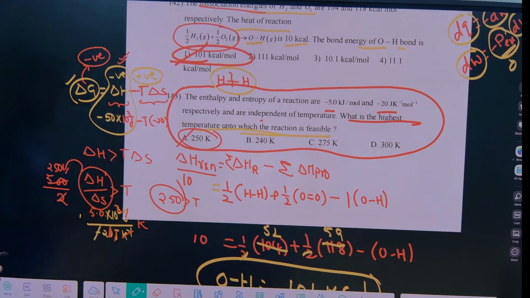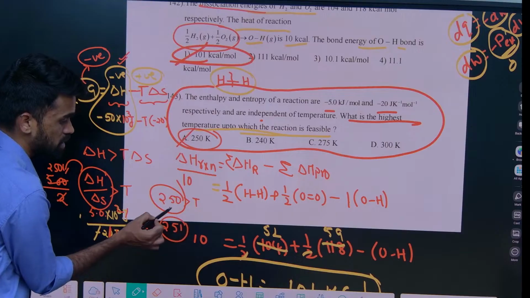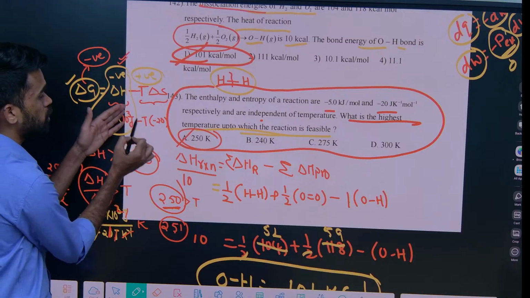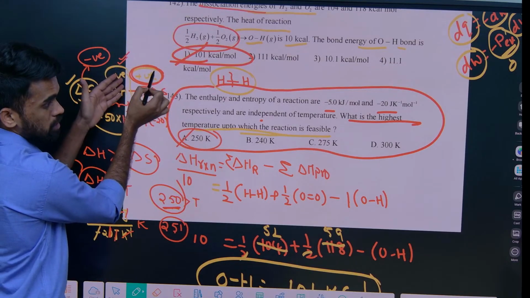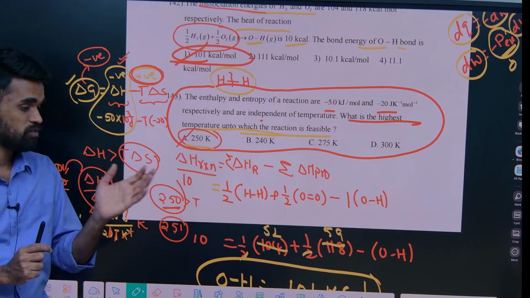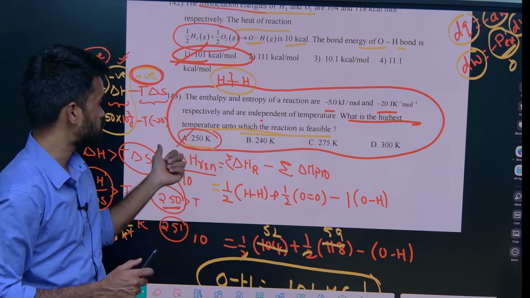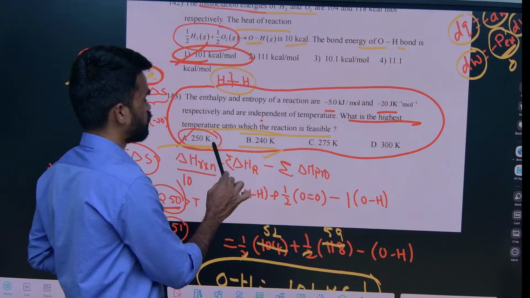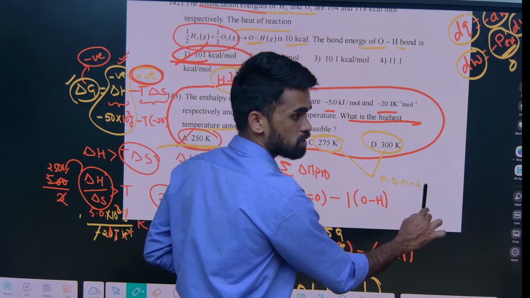So if this temperature becomes 251, what happens? If we maintain the temperature greater than 250, then the second term will dominate. Second term dominating means it becomes a positive value, delta G becoming positive means it is a non-spontaneous process. So what is the maximum temperature we can maintain? 250. If you maintain more than that, it becomes non-spontaneous. So below that, it will be spontaneous. So option A is your perfect answer for the discussion. At 240 degrees it is spontaneous, 250 also, but if it is 275, 300, then it is a non-spontaneous reaction.